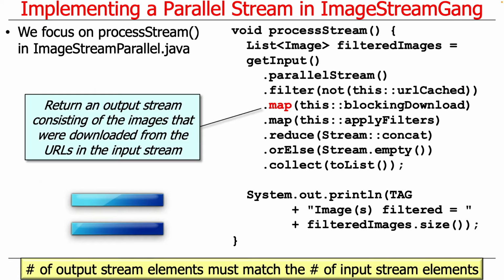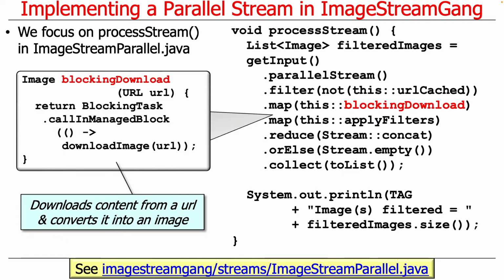The next phase takes those non-cached images in the stream and applies map, which will return an output stream consisting of the images that were downloaded from the URLs in the input stream. And remember that the map operation is always going to return the same number of elements in its output stream as were in its input stream, unless an exception is thrown or unless some type of short-circuiting terminal operation is applied later. But in this case, that won't happen. So we should get the same number out as we had come in, except they will have been downloaded, and we will have transformed them.